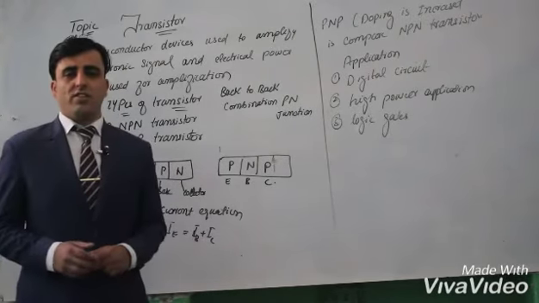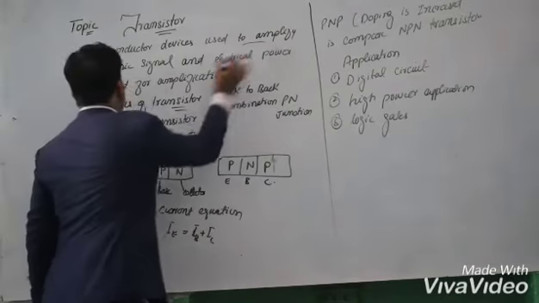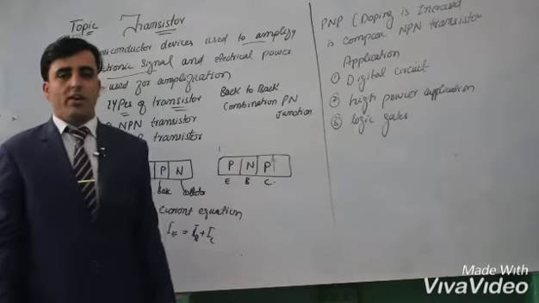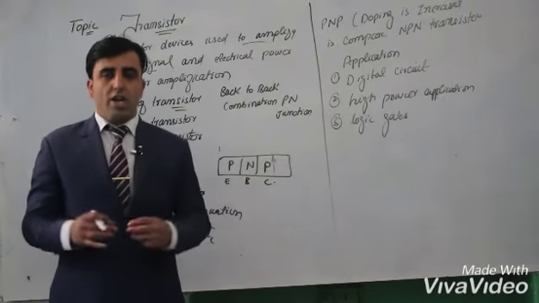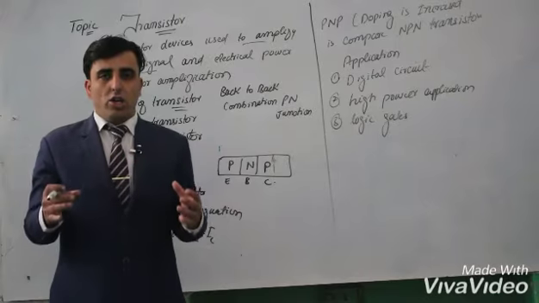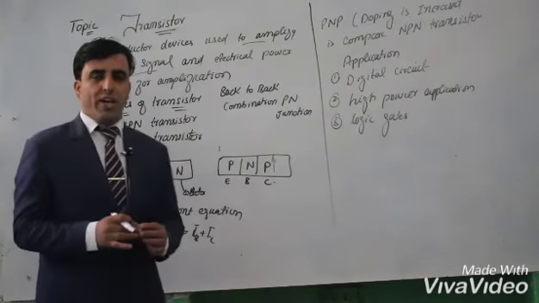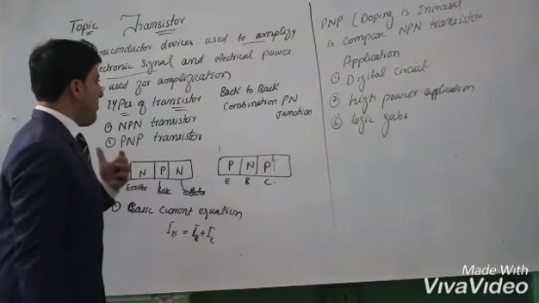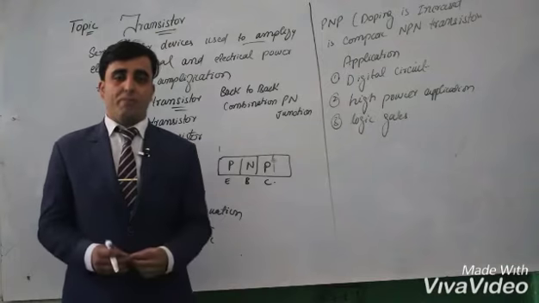Basically, a transistor is a semiconductor device which we use to amplify an electronic signal into an electrical power signal. The purpose of a transistor is to modify and amplify an electronic signal into an electrical signal. We already know about the transistor, like the meaning of transistor, where it's a back-to-back combination of p-n junctions.